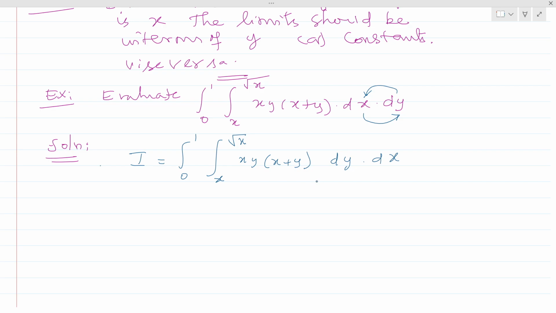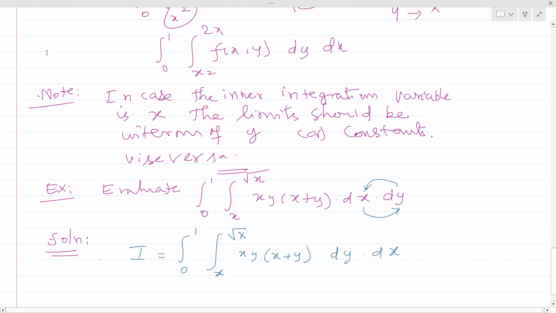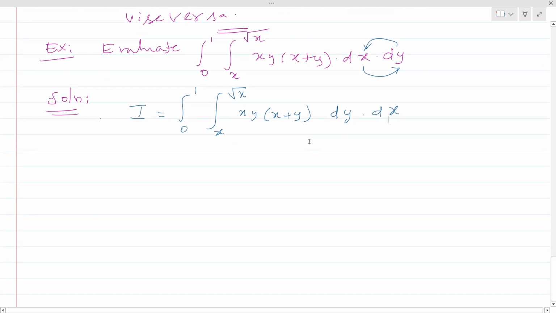So just now I wrote as a note: in case the inner integration variable is x, the limit should be in terms of y. In case the inner integration variable is y, the limit should be in terms of x. Here the inner integration variable is y, so the limit should be in terms of x. So how to draw the rough sketch for this?